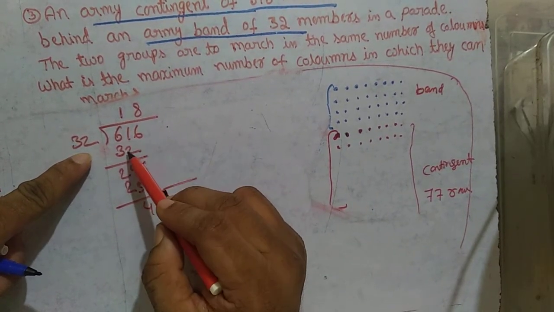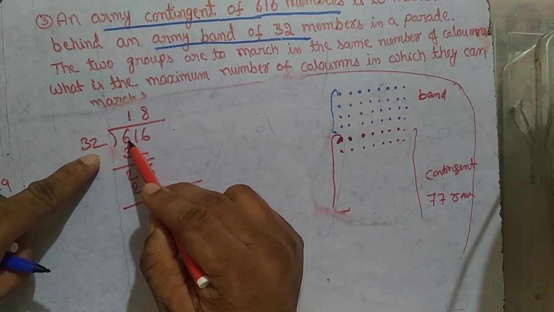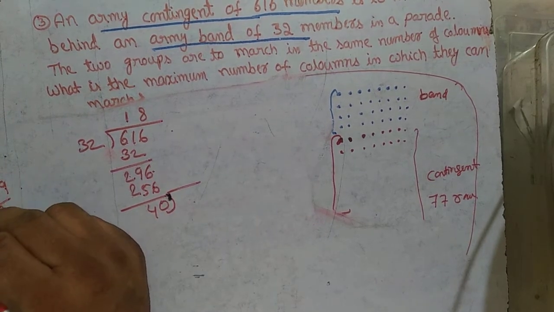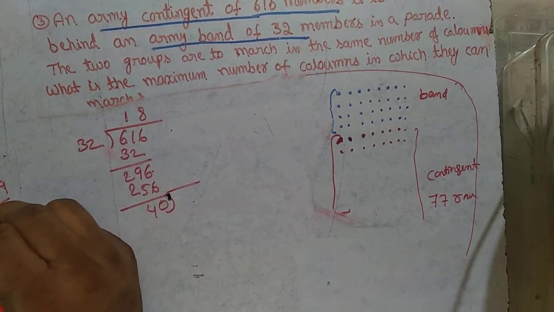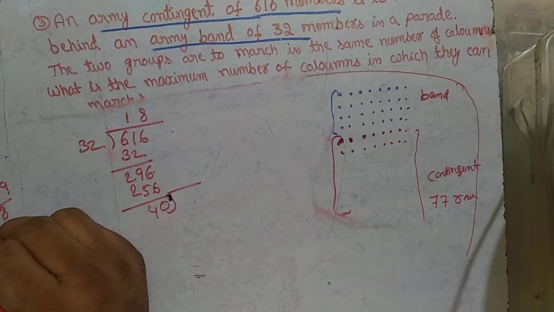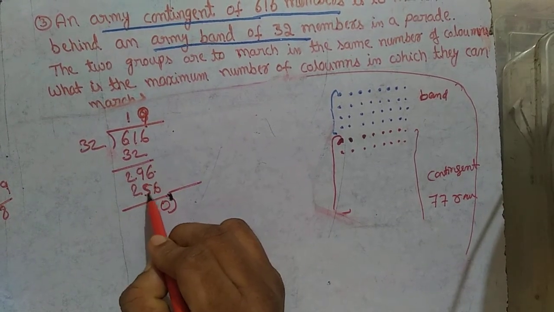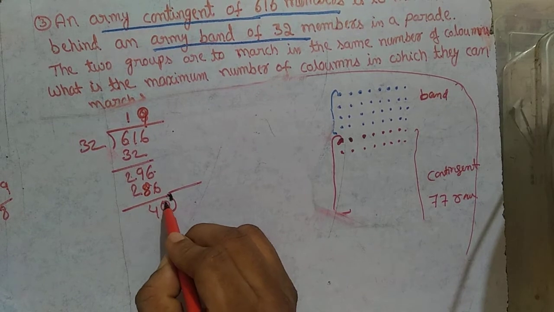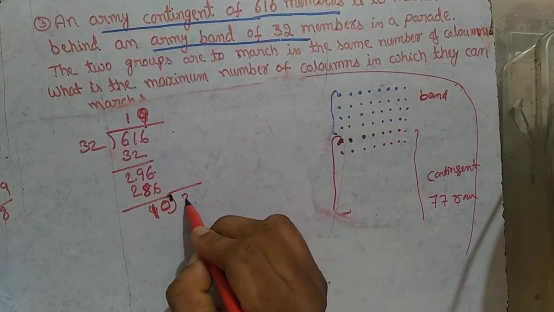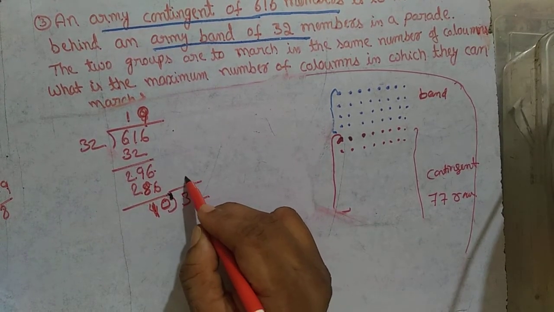32 times 1 is 32. 11 minus 2, 9. Sorry, here 5. And 5 minus 3 is 2. 296. Now 256 and 32, 8 times is 288. 9 times 2 is 18. Take 9 times, 288. 6 minus 6, 0. 9 minus 8, 1. Now 32 left. Bring down 32 again.